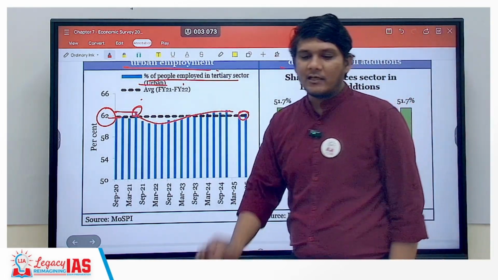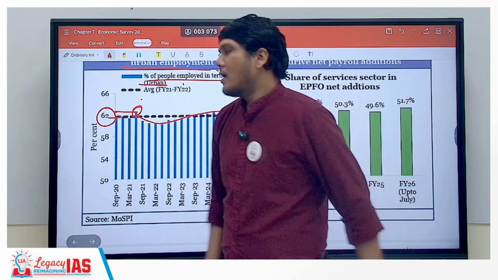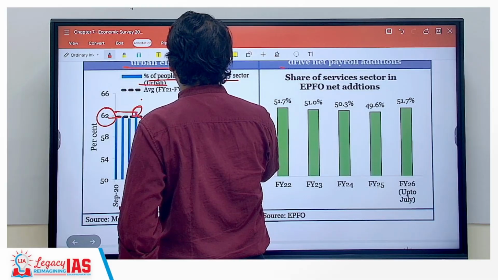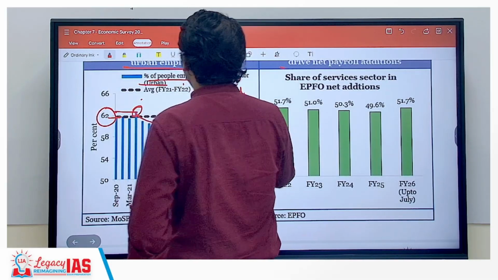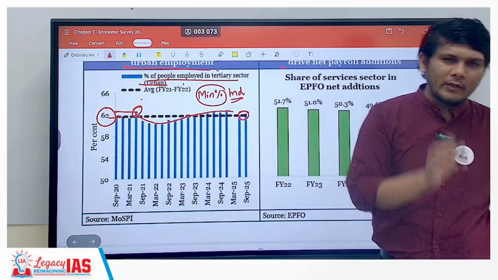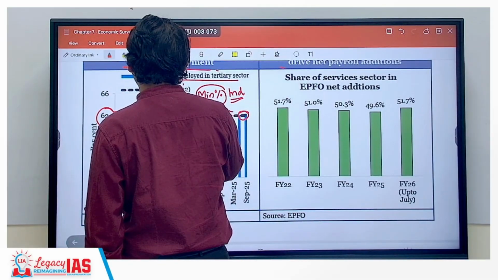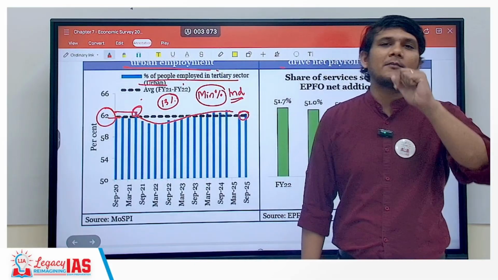in the services sector. Now, if I ask you a question here, how much would be the minimum percentage of people in the industrial sector? Without even knowing anything, you can understand that it will be minimum 13%. This is 62, minimum 13, so that the total becomes 75.